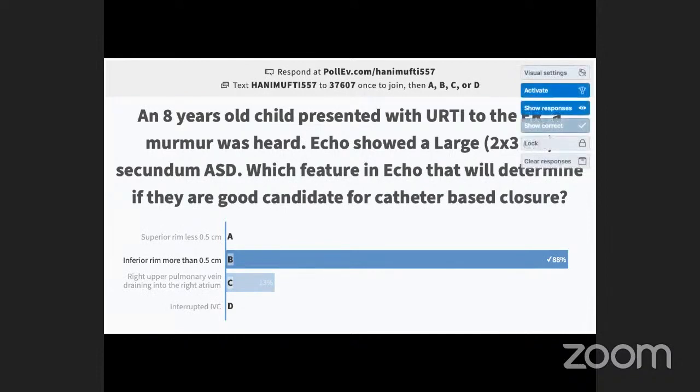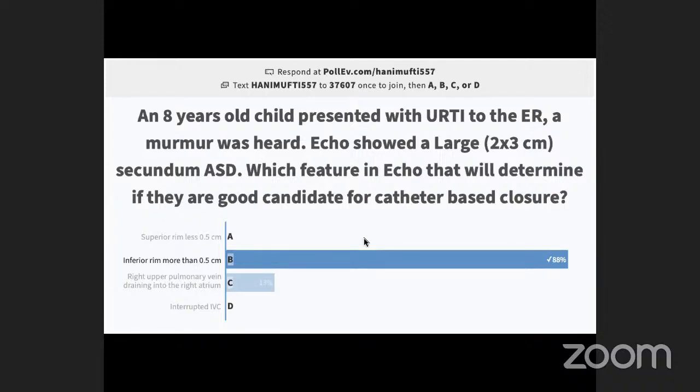Why? Why is inferior rim more than 5 millimeter correct? As you said, Doctor, yesterday in your lecture, the inferior rim is the most important structure to support the device itself. The other answers, which are the right upper pulmonary veins and the interrupted IVCs, are basically contraindications to close with the device because you need to reroute the drainage and everything as well.